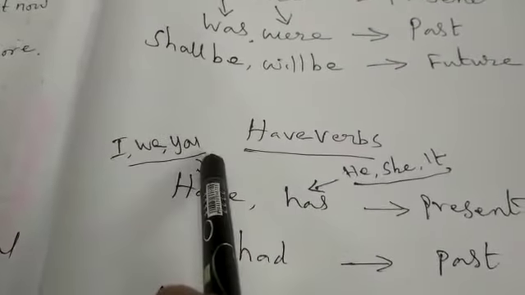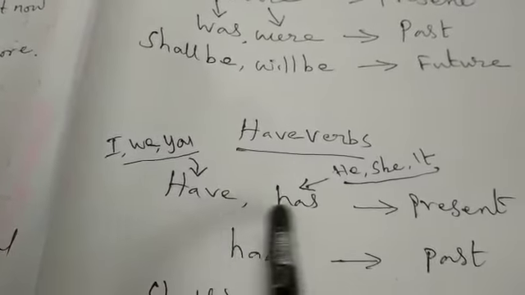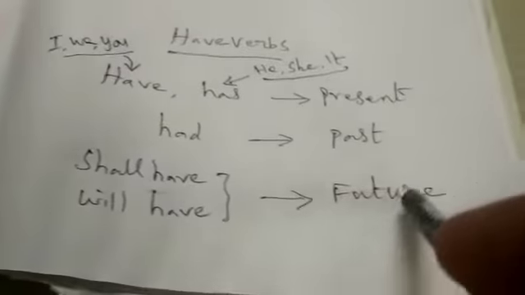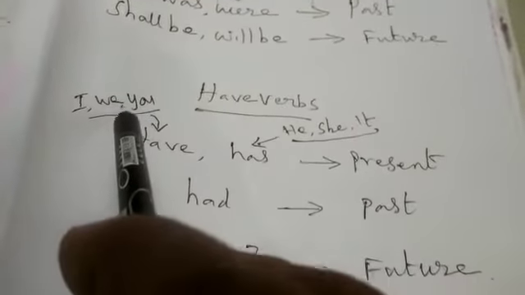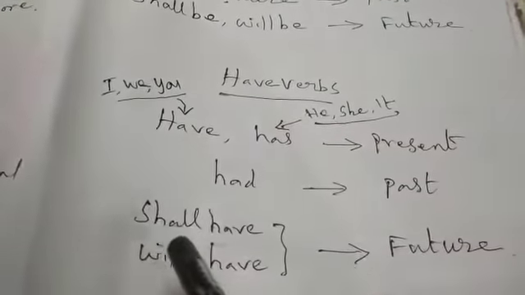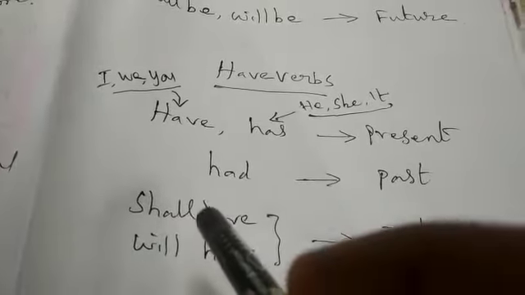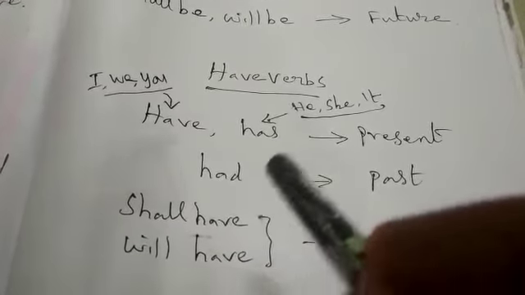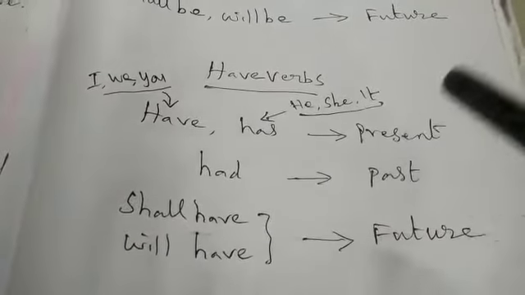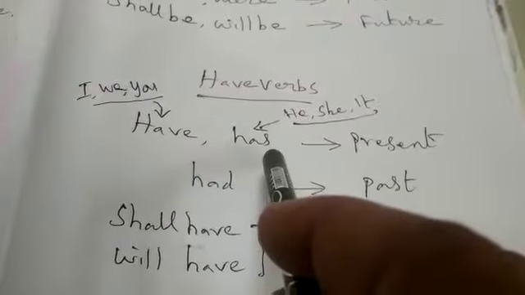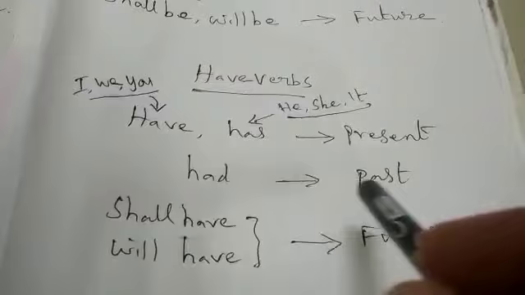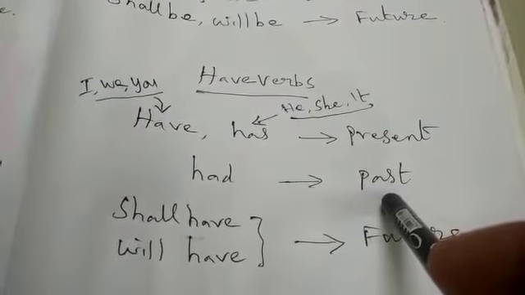Have verbs: have, has in present tense, had in past tense, shall have, will have in future tense. I, we, you take "have". He, she, it take "has". These are called have verbs. If you find a past participle, a V3, after these have verbs, that sentence is considered perfect tense. Then you can identify whether it is present perfect or past perfect. If you find have or has before V3, it is present perfect. If you find had before V3, it is past perfect. Okay, already I told you about this.